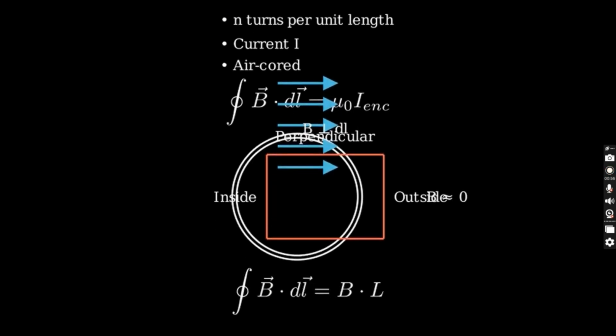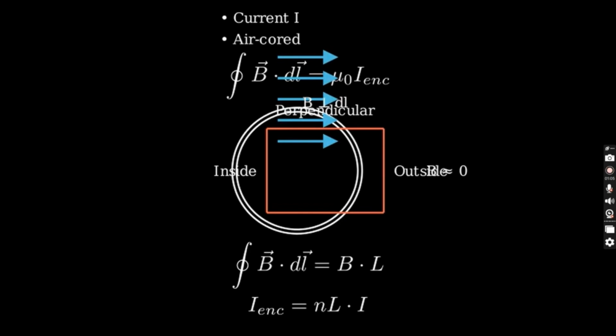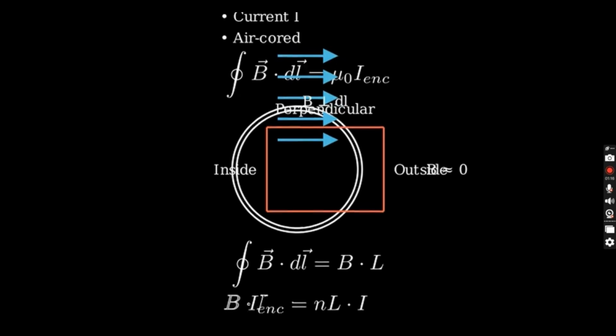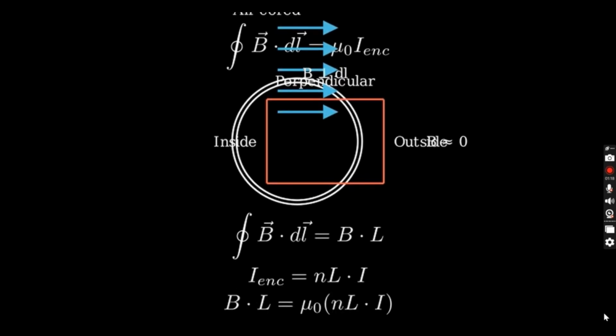Let's evaluate the line integral. Only the path inside the solenoid contributes, giving us B times L, where L is the length of our path. Now for the enclosed current. With n turns per unit length, our path of length L encloses n times L turns. Each turn carries current I, so the total enclosed current is nLI. Putting this all together in Ampere's law, B times L equals mu naught times nLI. The L's cancel, giving us our final result. The magnetic field B equals mu naught nI.